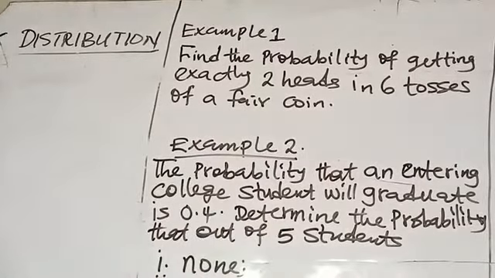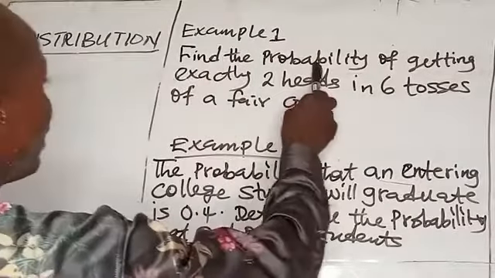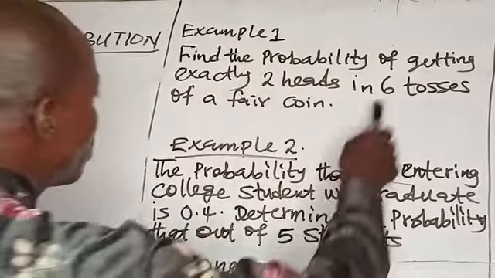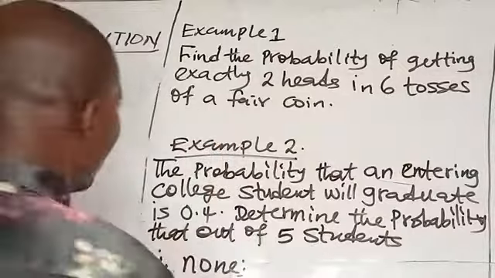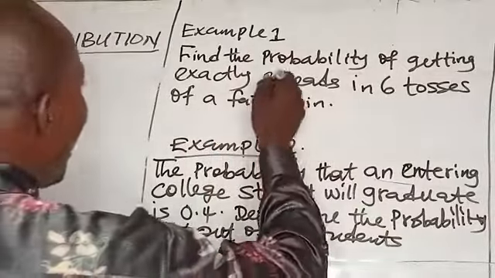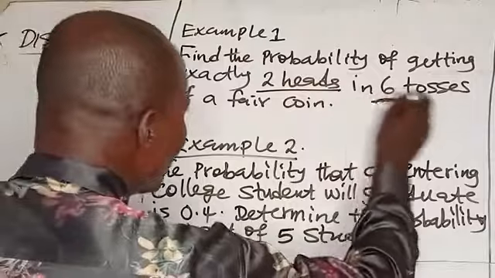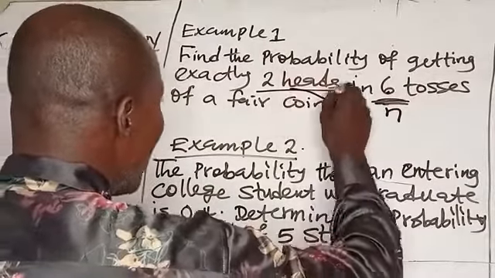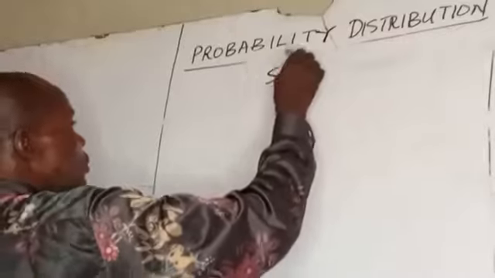Example 1. Find the probability of getting exactly 2 heads in 6 tosses of a fair coin. Probability of having exactly 2 heads in 6 tosses. 6, that is N. 2 heads, that is X. Solution.